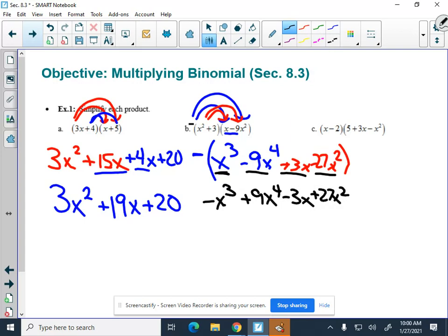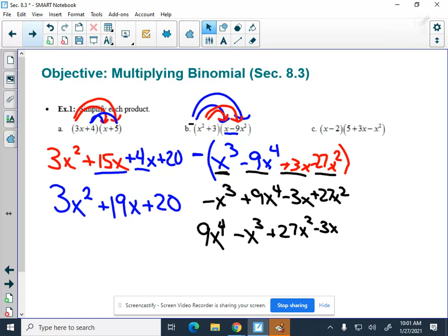But I'm not quite done because they're not in the correct order. We always want to try to put the answers in standard form. So 9x to the fourth is the highest power. Minus minus x to the third plus 27x squared minus 3x. Now those are both binomials times a binomial. The lesson's supposed to be on multiplying binomials, but the next one we actually have a binomial times a trinomial.